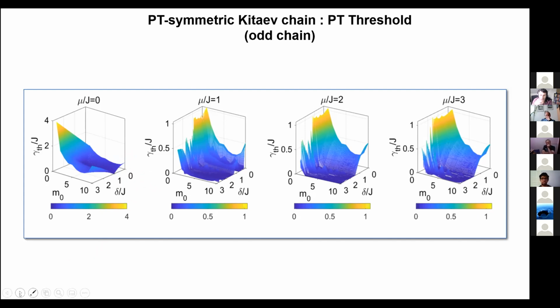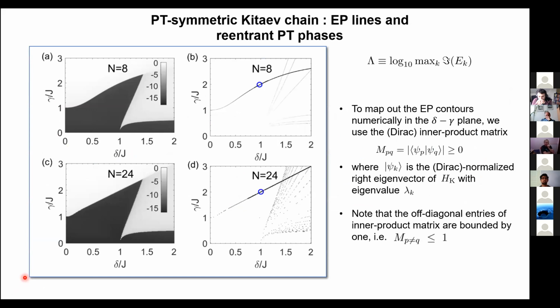Okay, another interesting feature that we saw was these reentrant phases. So if we just take this chain, and then also we keep the impurities at the edges, what you find is that for delta greater than 1, when you increase gamma, you start seeing the PT.